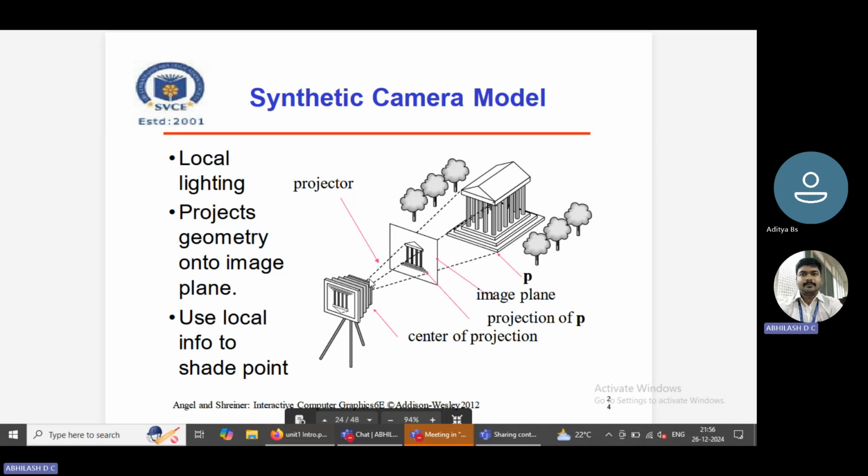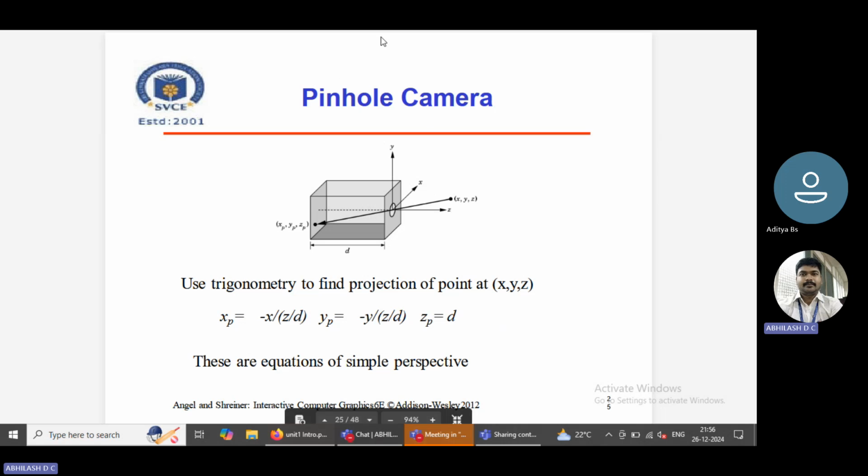We have the projector, the lines which you can see are called projectors, right? Many technical terms are involved here. Anyhow, the first factor is the light. The local lighting is very important. The light will be falling on the particular object, and the light rays will be getting back towards the camera. So it projects geometry onto the image plane. We use the information of the shade point also, which gives much information about the image. With this common knowledge, we look into the next topic, called the pinhole camera.